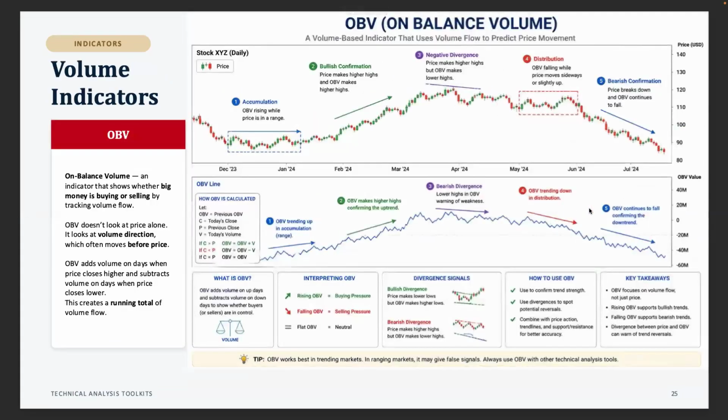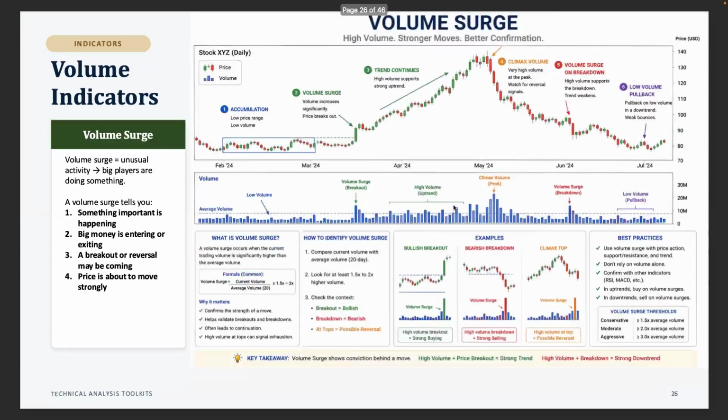Then for volume indicators, we have On-Balance Volume. It also gives you an indication of what the volume is doing. We see it in the read display. Then we have the volume surge indicator. When you look at volume, you see where volume is low, where volume is surging, where you have high volume, and climax volume, and you have another volume surge breakdown lower.